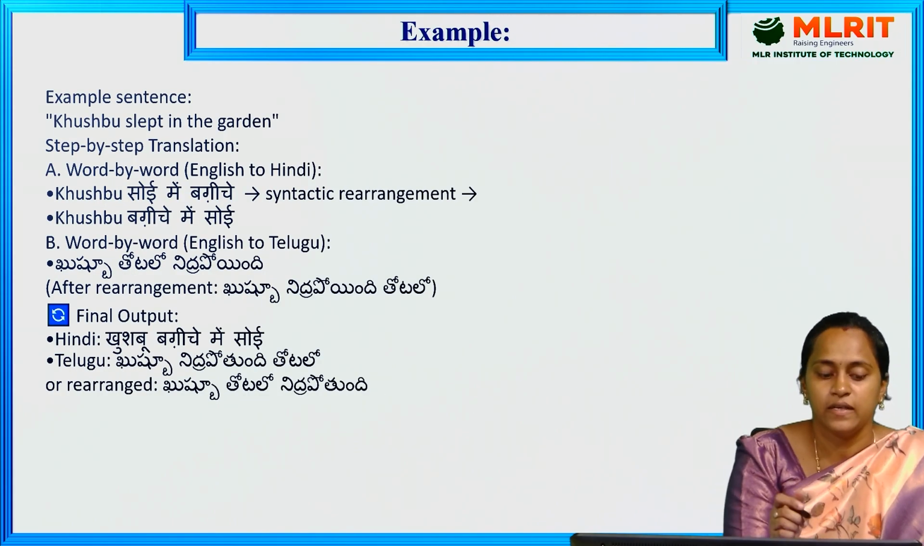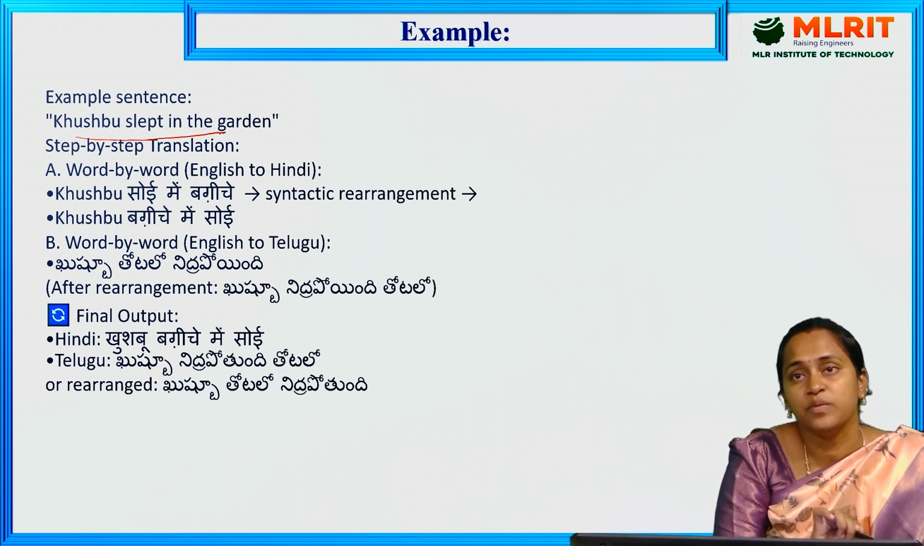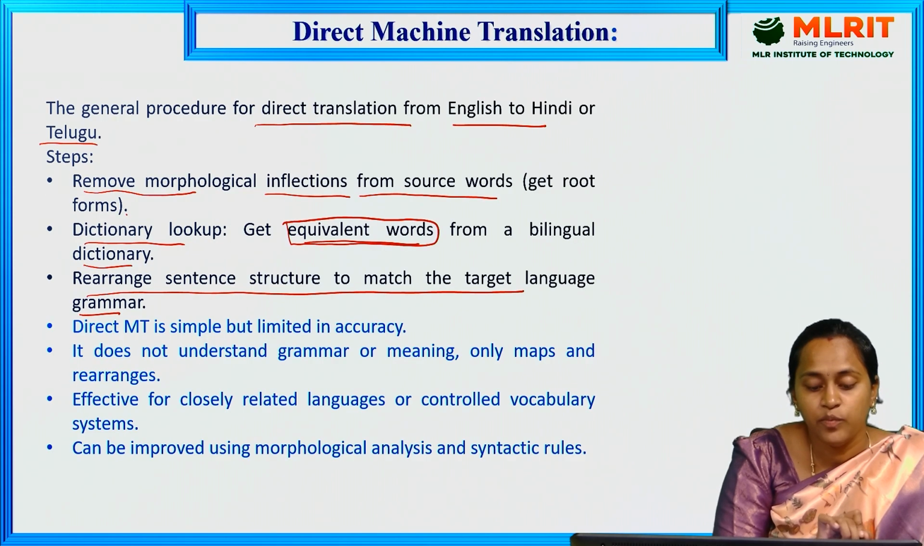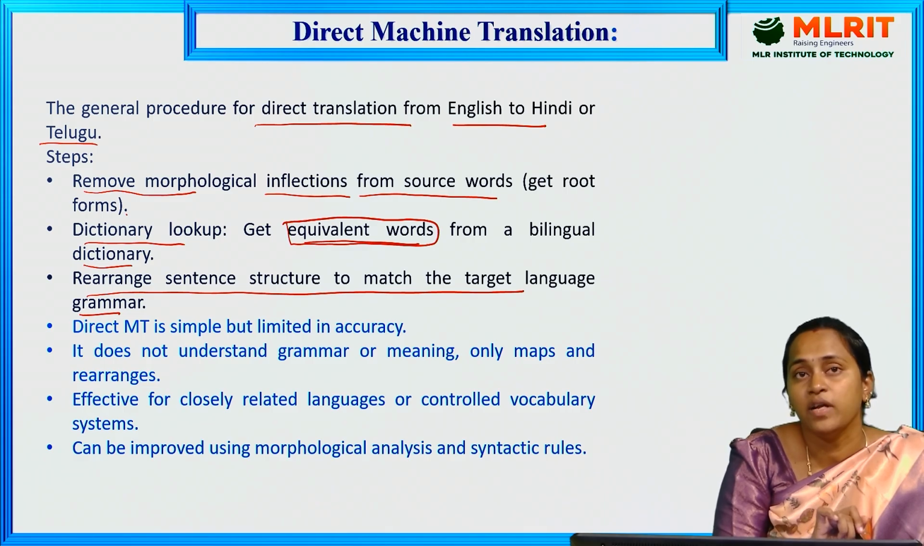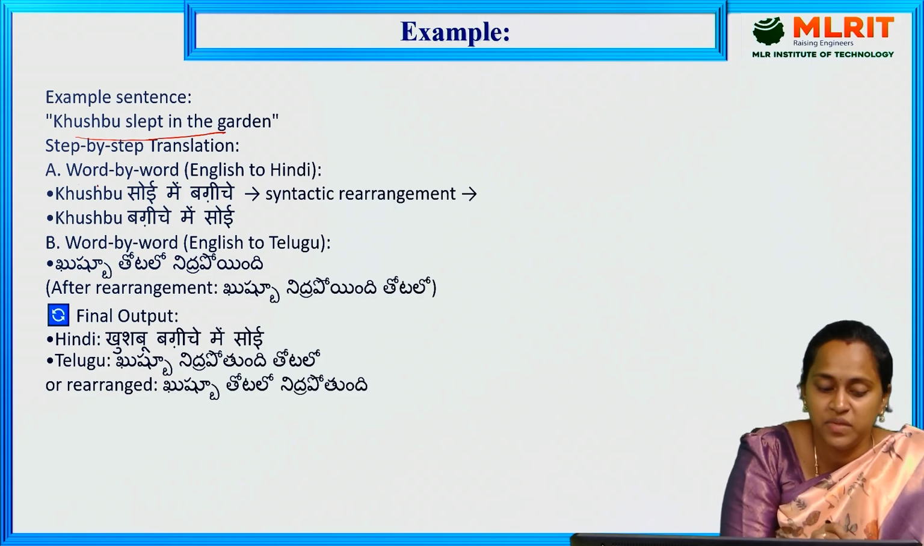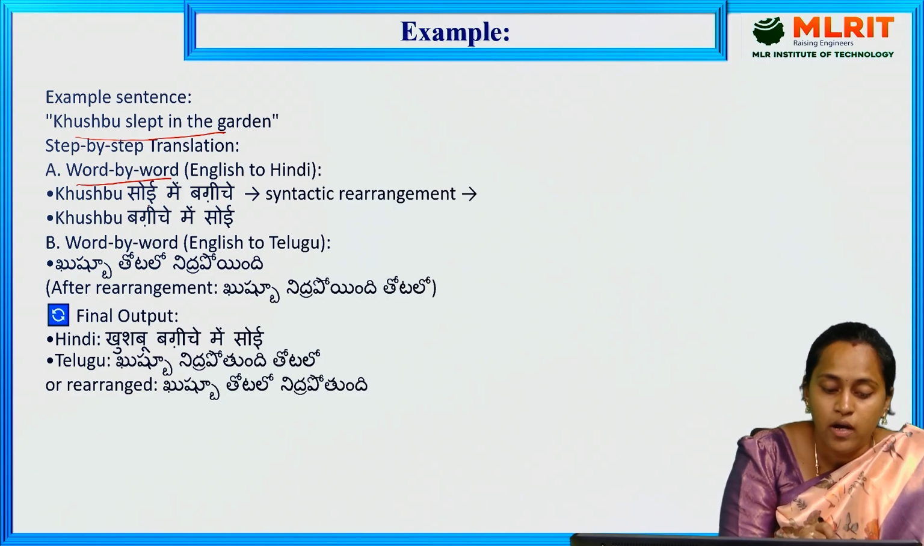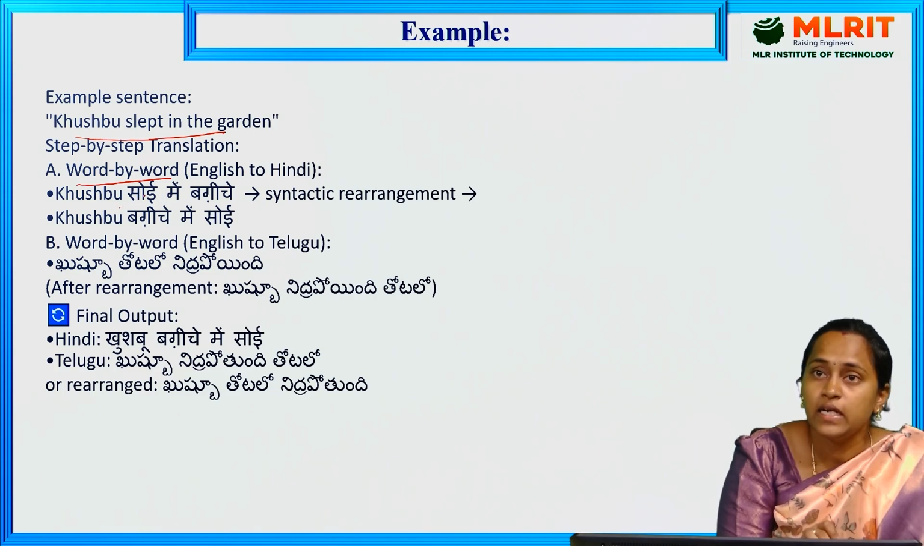Let's see the example: Kushbu slept in the garden. What is the step-by-step procedure we discussed already? Remove the morphological inflections, find the equivalent words, and rearrange the structure. Let's see. Morphological analysis means word by word analysis is required. So, Kushbu, we are translating English to Hindi, right?